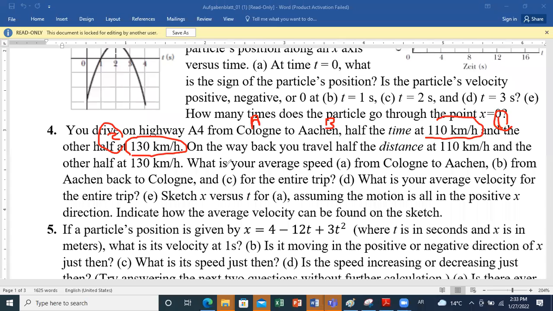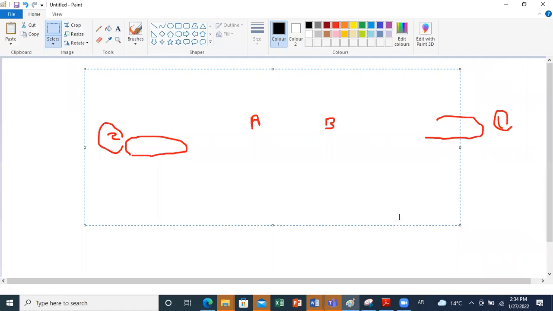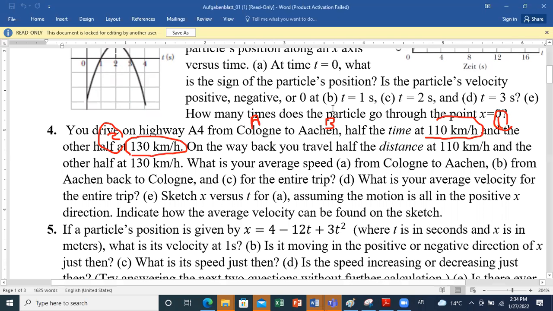Now, they are asking several questions. Let me go to a white screen and do this problem. This is an important problem. So you have, I will take the given, one second.